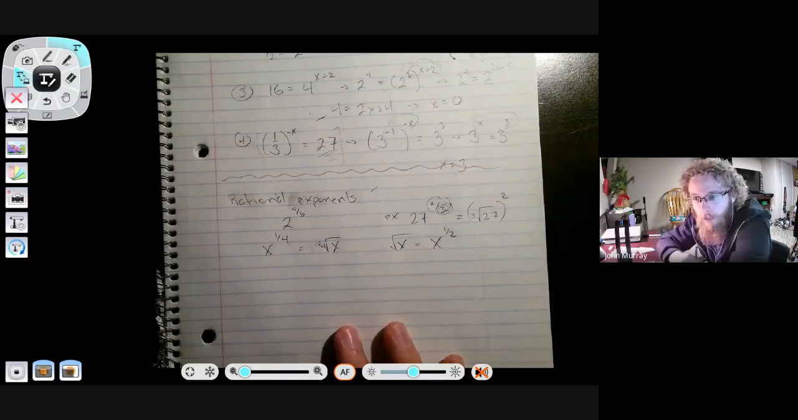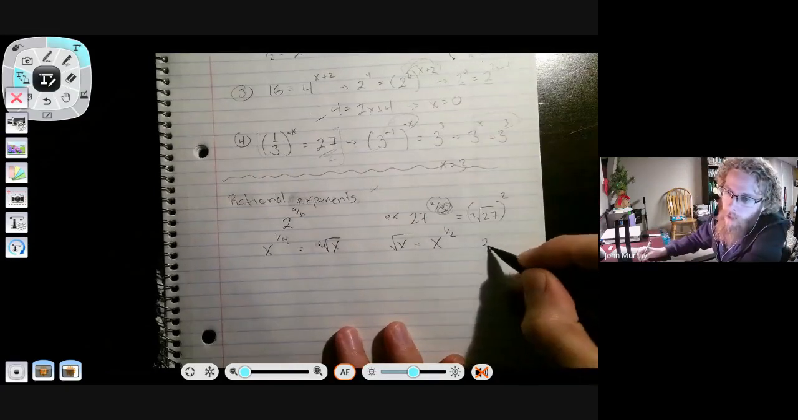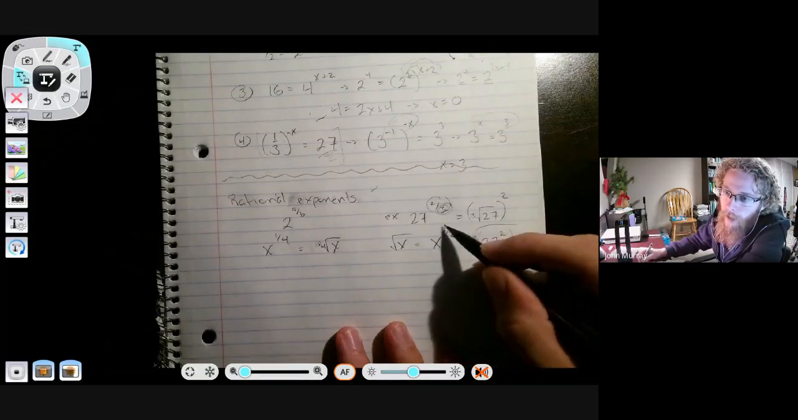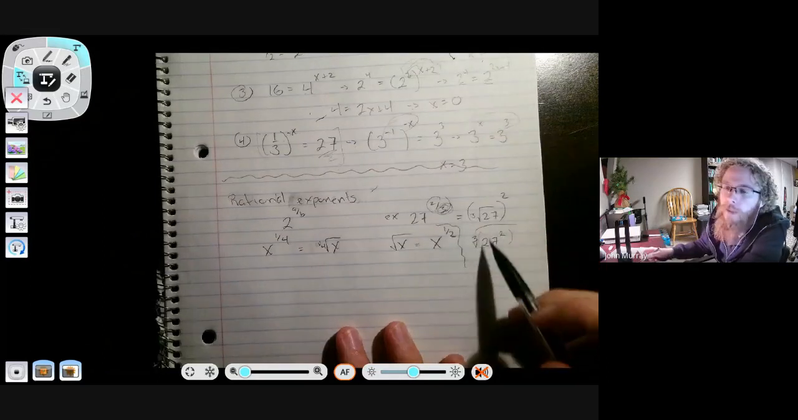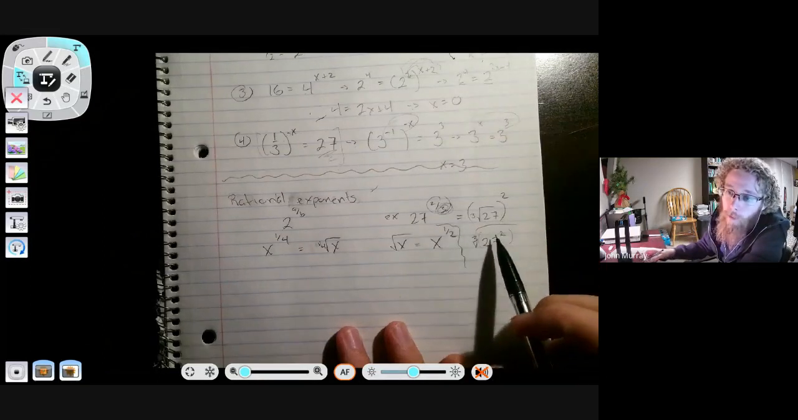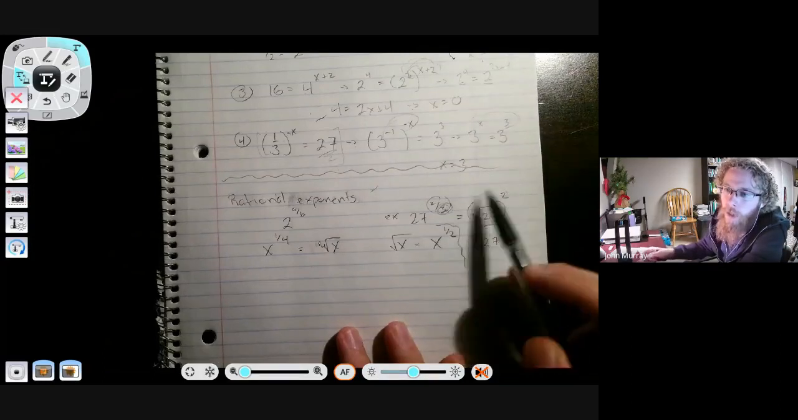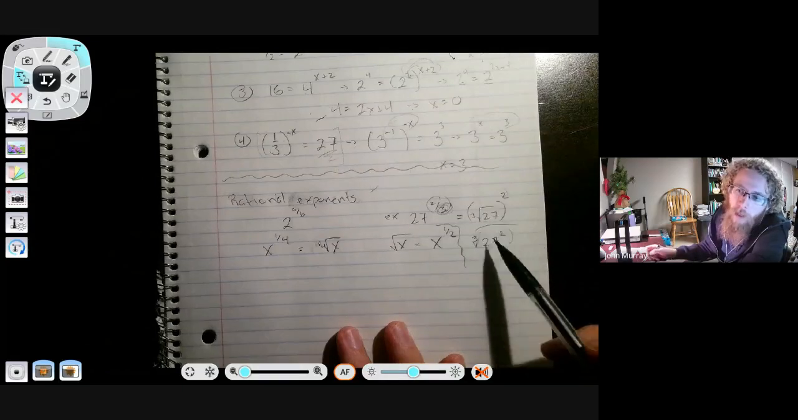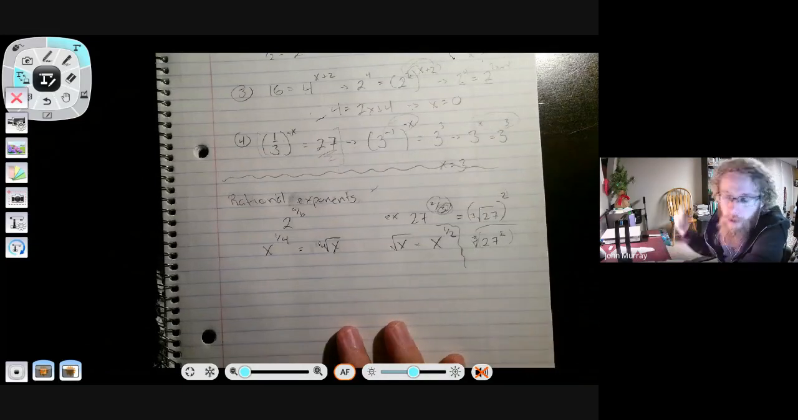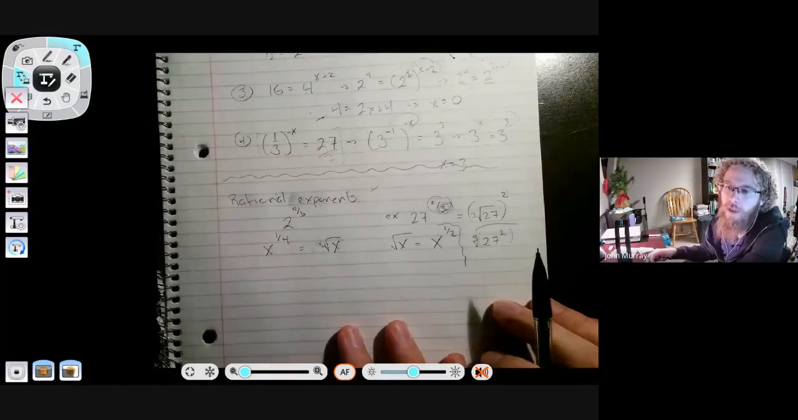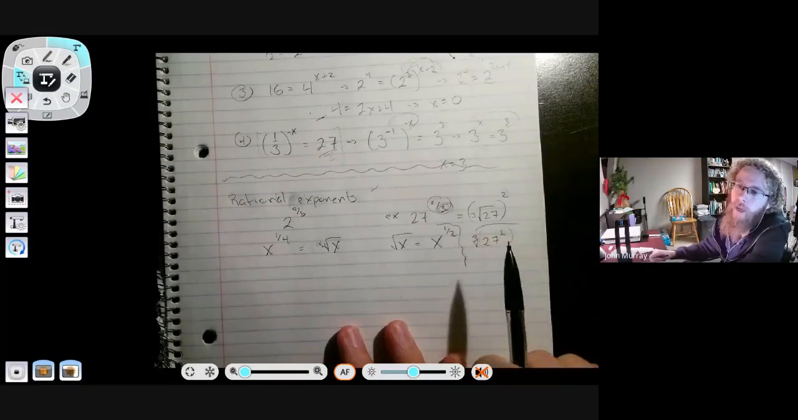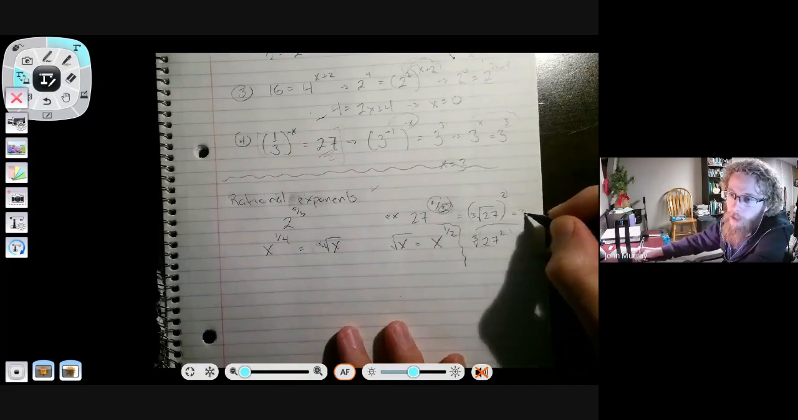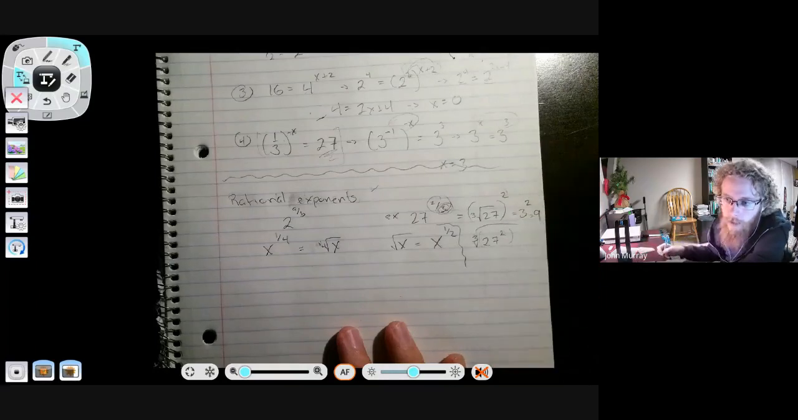Or we could do it the opposite way. I can square 27 and take the cube root of that. What's nice about this is both of these will get you the same thing. Usually, I like this way better. You do the radical first, because that simplifies things, and I don't have to worry about doing 27 squared, which will be some large thousands, and then taking the cube root of that. Here, I know the cube root of 27 is 3, so 3 squared is 9.